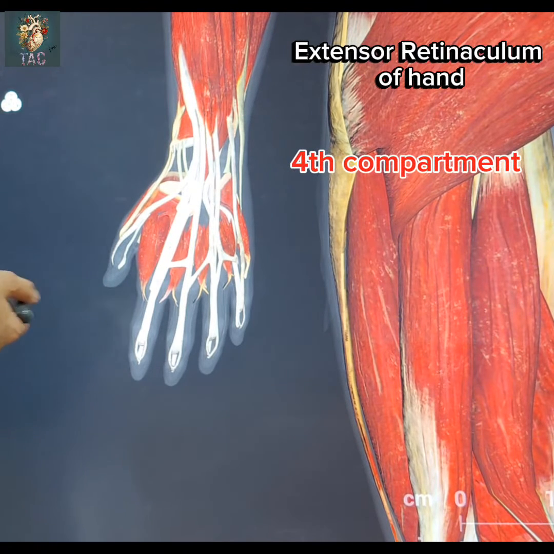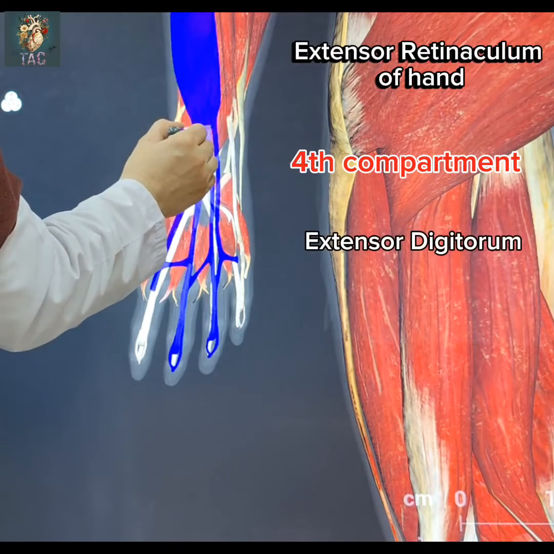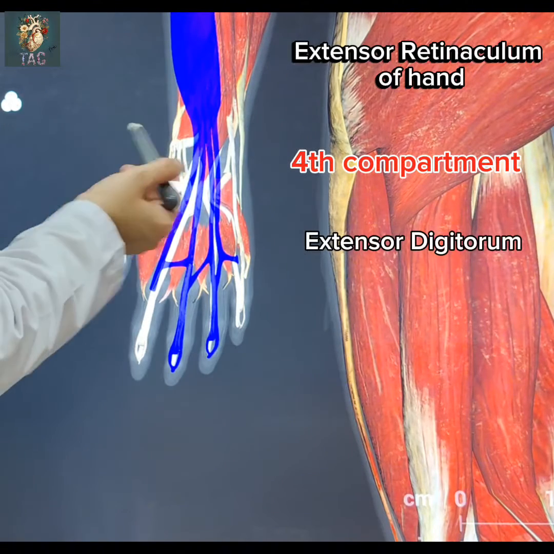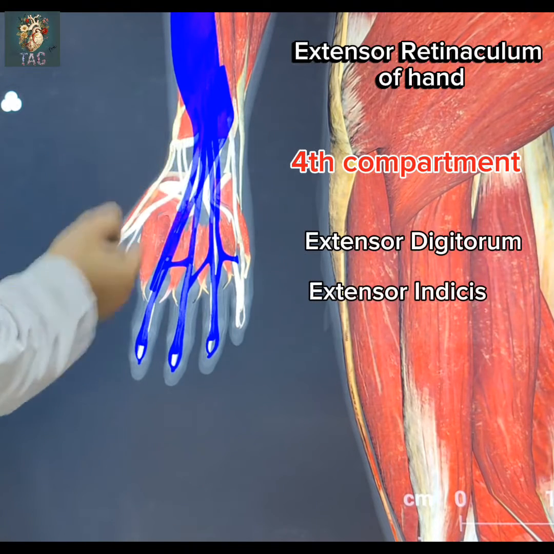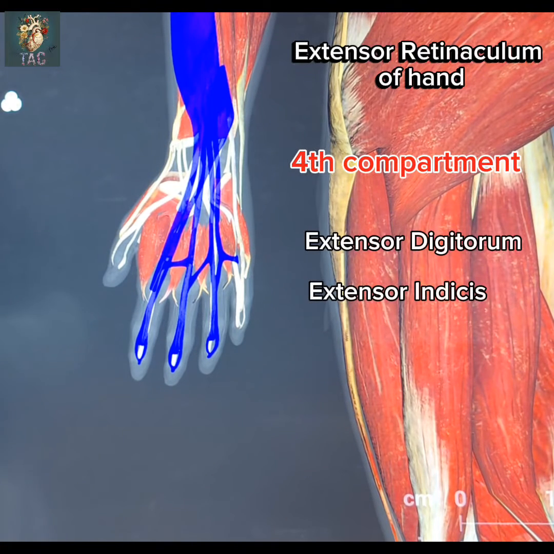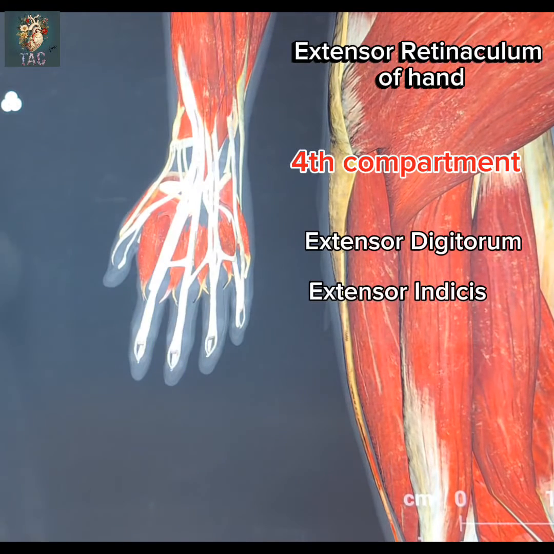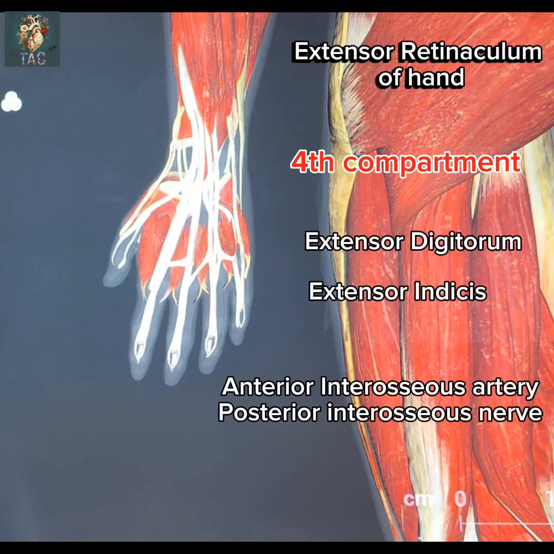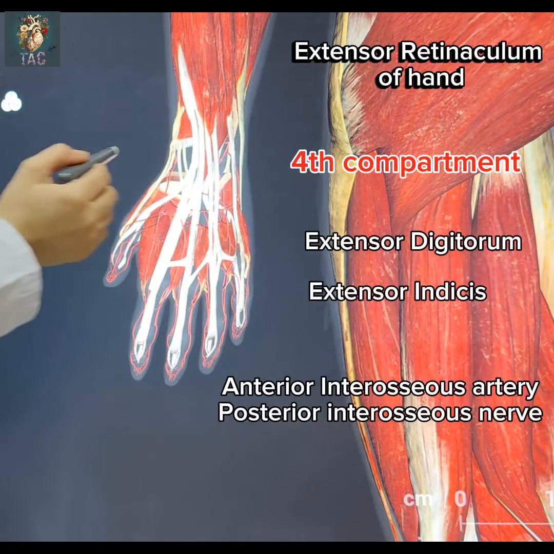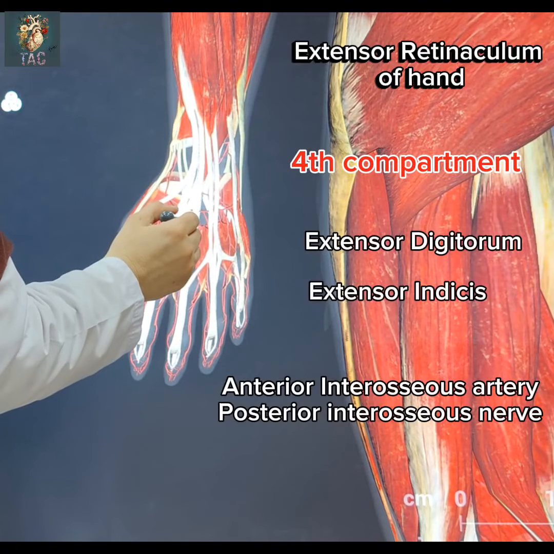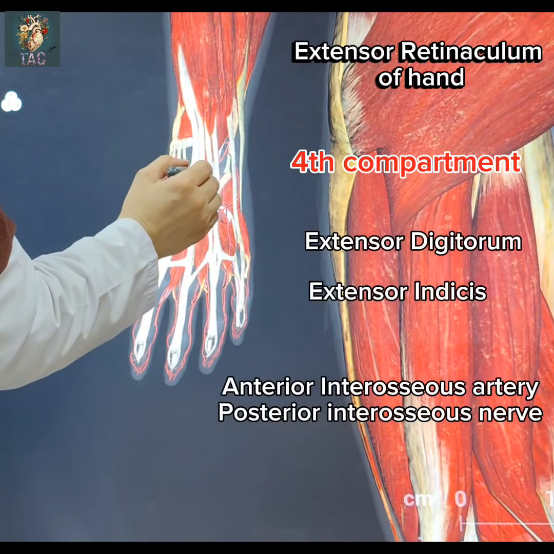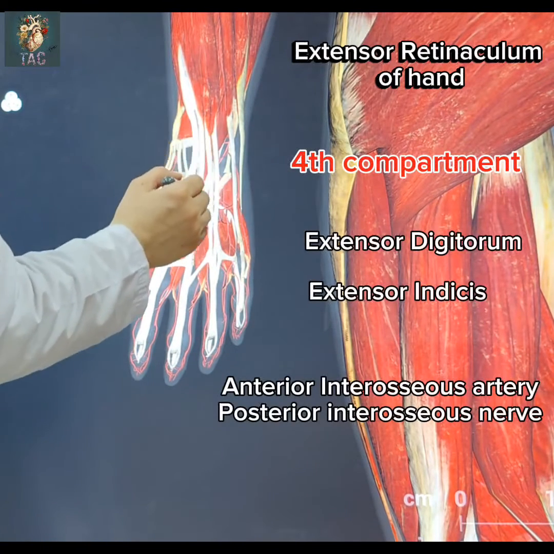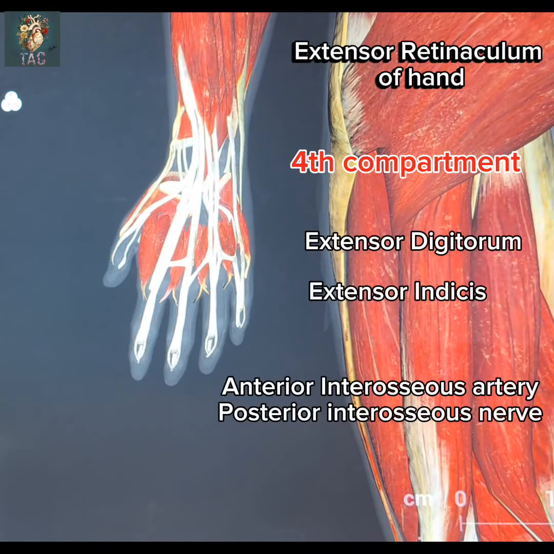While through the fourth compartment, a lot of things are passing through it. First you can see the 4 tendons of the extensor digitorum muscle. In addition to this, there is the tendon of the extensor indicis muscle. In addition to this, also the artery which is passing through it. So here you can see the blood vessels which are passing through. This is the posterior interosseous artery and the posterior interosseous nerve which is passing through it.